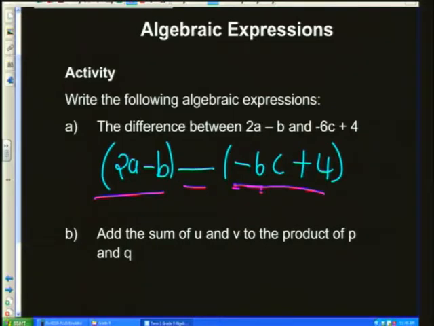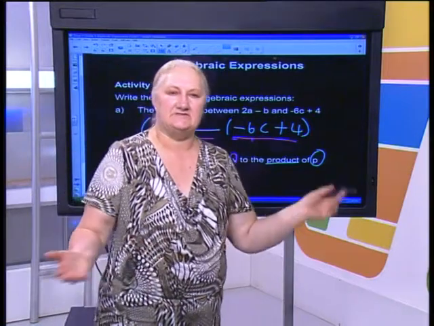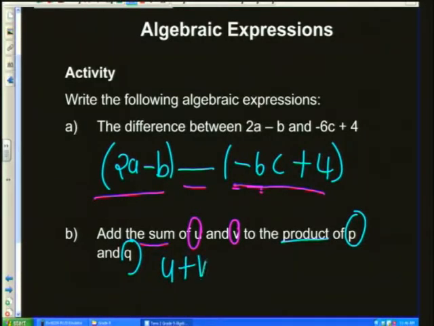Okay, then our last one. Add the sum of U and V, 2, the product of P and Q. You see what I'm doing with my color pens, and you should do that too. I am telling myself what goes together because there's a lot of information here. So the sum of will be U plus V, and the product of P and Q will be P times Q. Okay, what must I do with it? I must take that, and I must take that, and I must add them. We can put the brackets again to show that must be added to that.